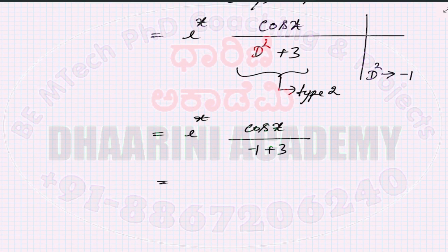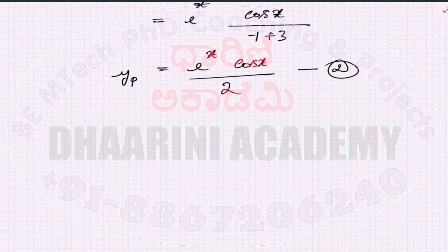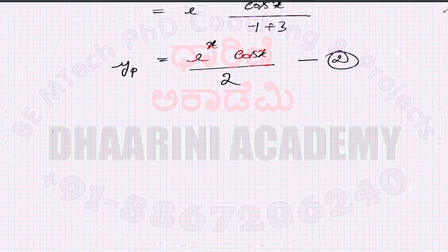easily. That is, denominator is simply 2, directly we obtain that. So this is e to the x into cos x by 2 is the yp, and we call it as equation number 2. Okay, so this implies we know that the final answer y can be obtained by adding yc plus yp. Okay, so yc plus yp will be the result.